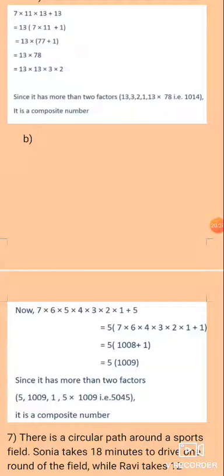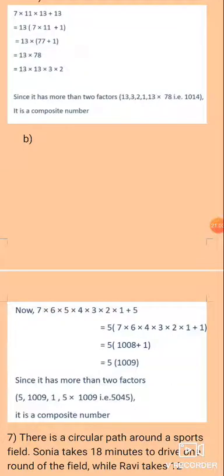So listen carefully, how many terms here? Here also 2 terms. So which one is the common factor among these 2 terms? 5. Okay, take 5 as the common factor. Remaining what? 7 into 6 into 4 into 3 into 2 into 1 plus 1. That is from the second term 5; when we take it as a common factor, only 1 remains. That is 5 into, when you find the product of 7 into 6 into 4 into 3 into 2 into 1, the product 1008 plus 1, which is what?